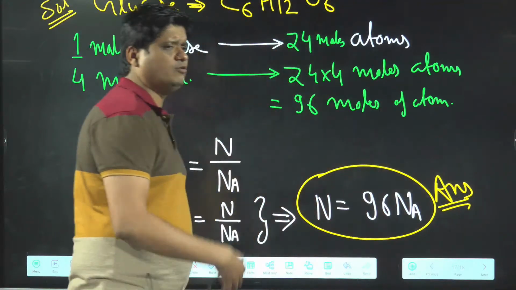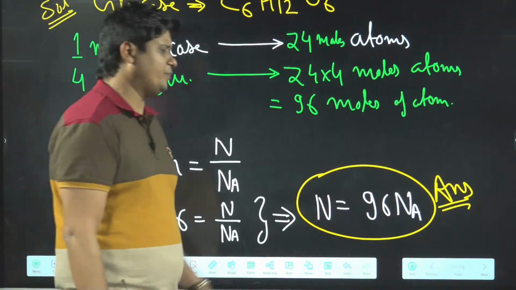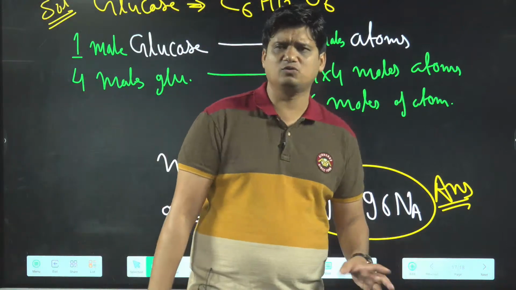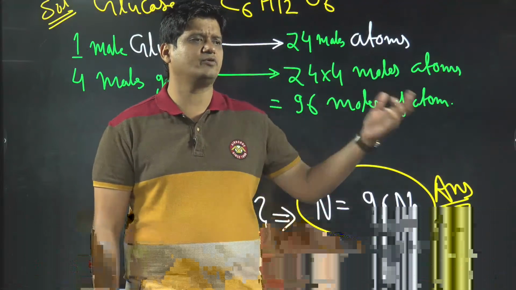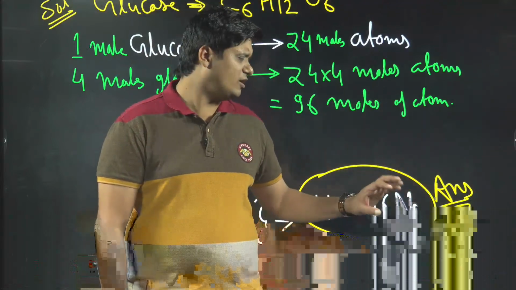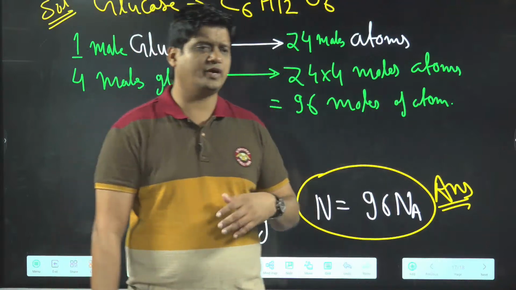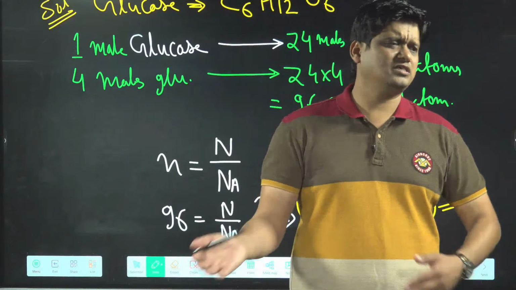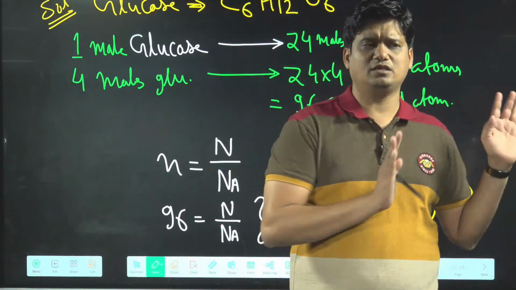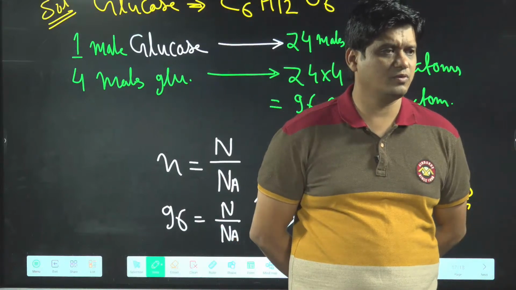Or you can put the value of Na also. You know the approximate value of Na is 6.023 into 10 to the power 23. Or sometimes you can use 6 into 10 to the power 23. It is not necessary that each time you use 6.023 into 10 to the power 23. You can use just 6 into 10 to the power 23. It is okay, no problem. Okay, got the point?